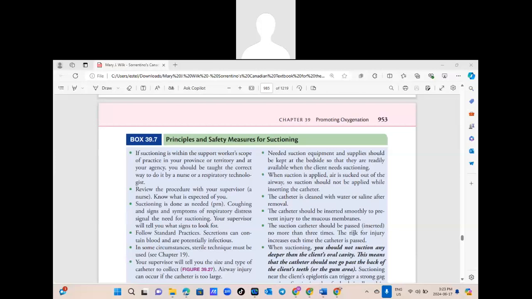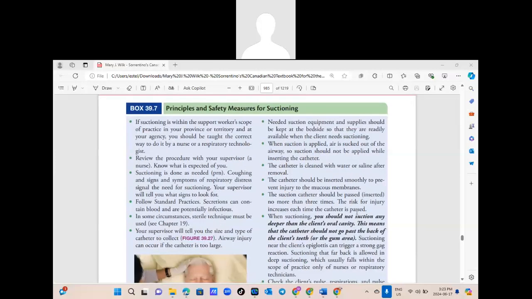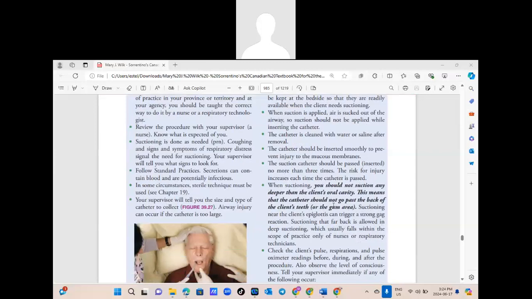So the catheter should be inserted smoothly to prevent injury to the mucous membrane. The suction catheter should be inserted no more than 3 times. Okay, so the risk for injury increases each time the catheter is passed or inserted. When suctioning, you should not suction any deeper than the client's oral cavity. Okay, so this means that the catheter should not go beyond the client's teeth or gum area.